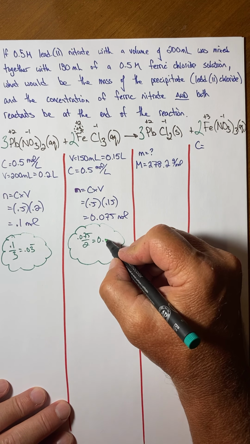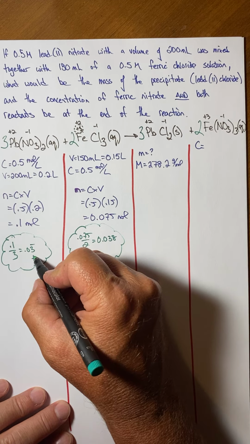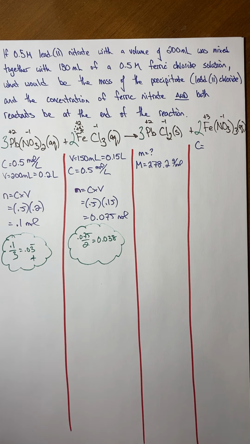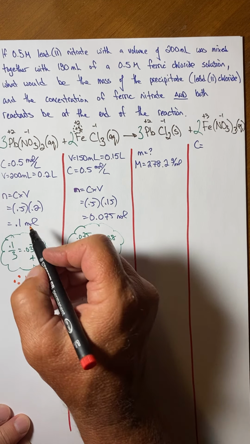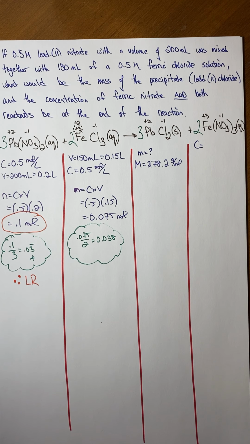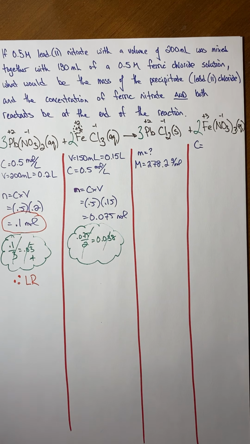I get 0.038. This one is going to be smaller, so that one runs out. So this is going to be my limiting reactant. And remember, I'm going to circle that. And I tend to just scribble through this lightly so I know not to use any of that.